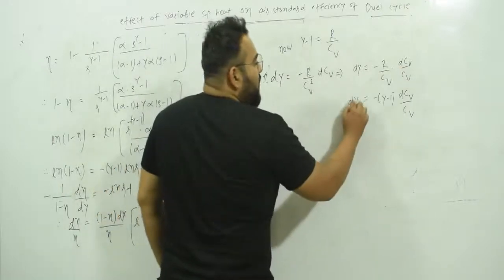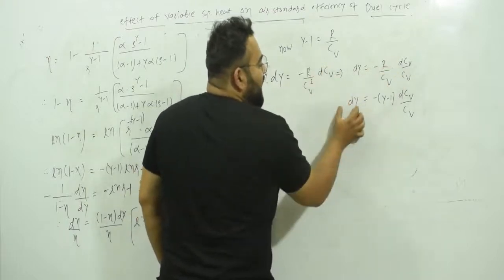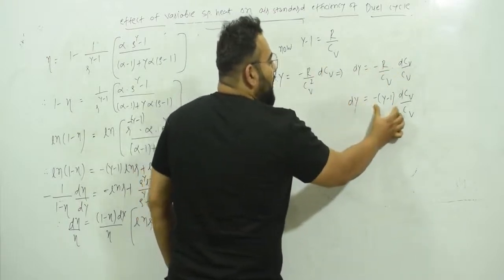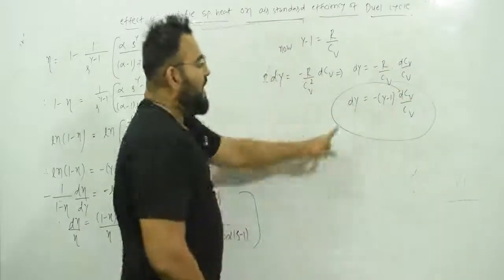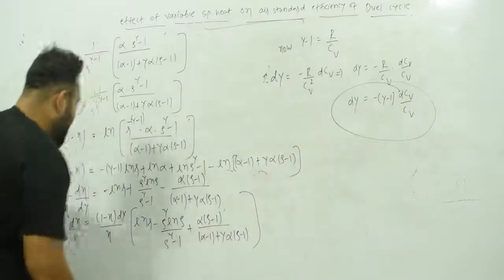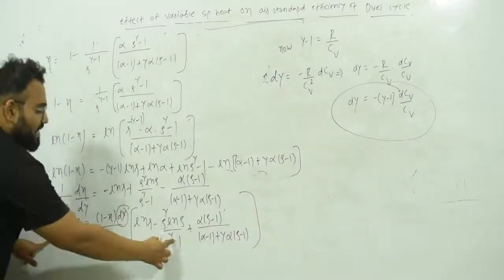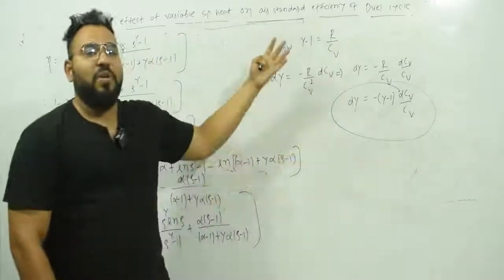So now what do we know? We know that R upon CV is equal to gamma minus 1. So can I write d gamma is equal to minus gamma minus 1 dCV upon CV. Now what you have to do is just put this value of d gamma, minus gamma minus 1 dCV upon CV, into this, and write it down over here. That I am going to leave with you. Then that will be your answer.